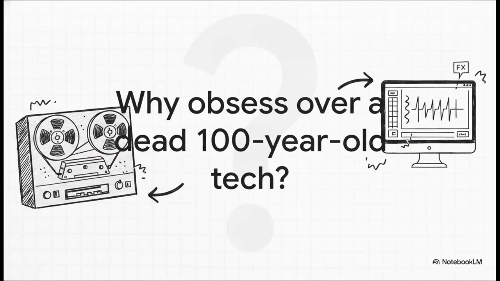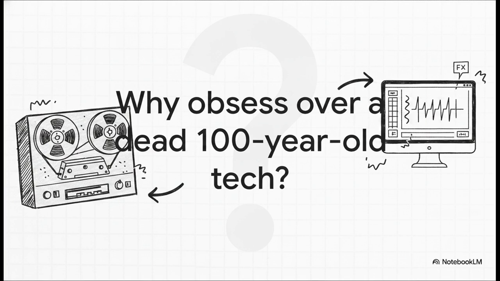I mean, think about this irony for a second. For decades, producers and engineers spent literally millions of dollars trying to eliminate analog tape's inherent physical flaws. Fast forward to today, they are eagerly dropping cash on sophisticated software plugins just to artificially inject those exact same flaws back into their perfectly clean digital recordings.